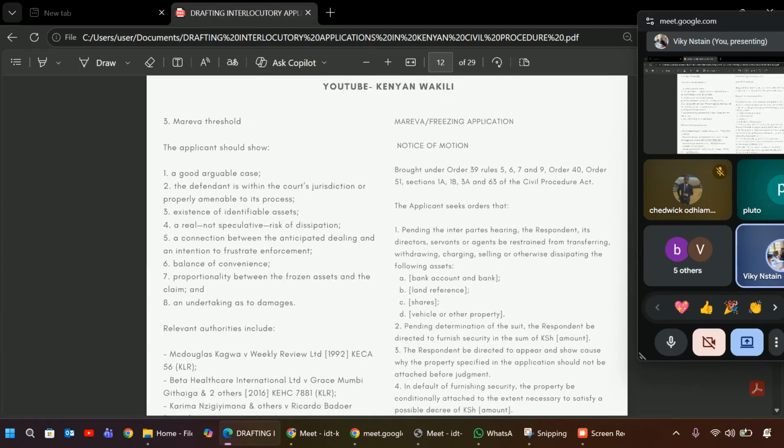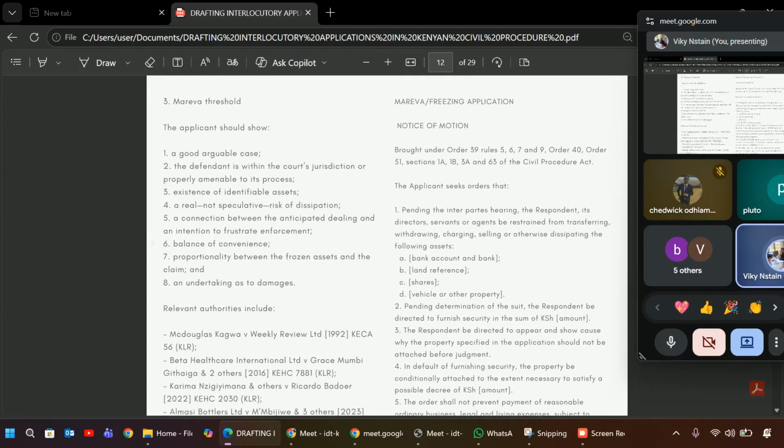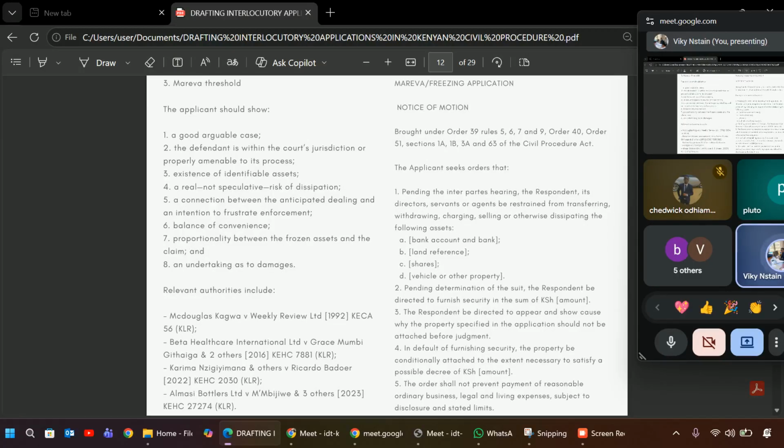Now, when doing this kind of application, this is how it is structured. It is being brought under notice of motion, and specifically under Order 39, Rules 5, 6, 7, 9, and Order 40 because it's an injunction, Order 51 under notice of motion, and Sections 1A, 1B, 3A, and 63 of the Civil Procedure Act.